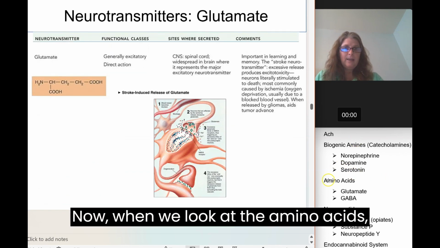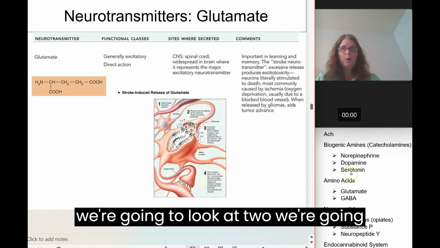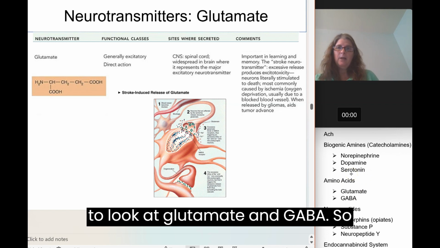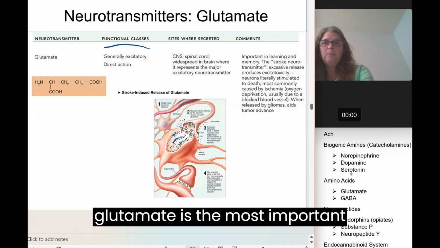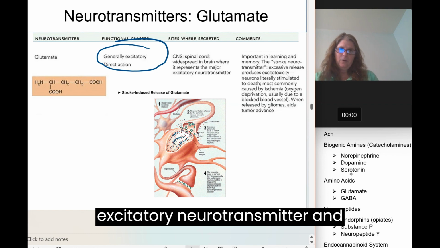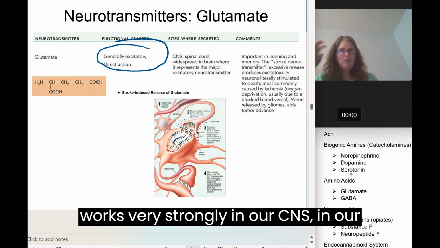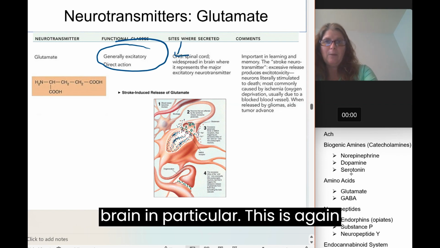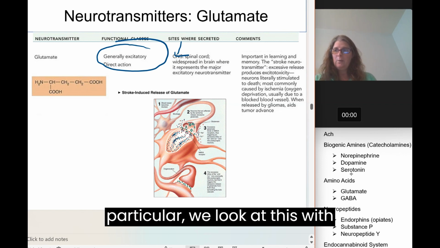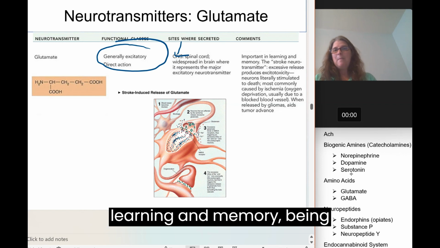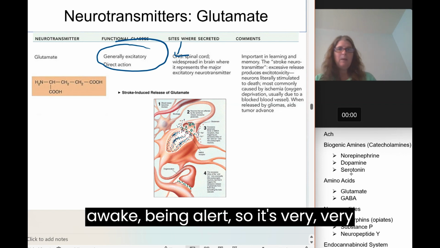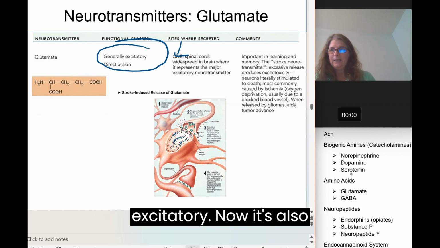Now, when we look at the amino acids, we're going to look at two. We're going to look at glutamate and GABA. So glutamate is the most important excitatory neurotransmitter. It works very strongly in our CNS, in our brain in particular. This is, again, critical for everything, but in particular, we look at this with learning and memory, being awake, being alert. So it's very, very excitatory.